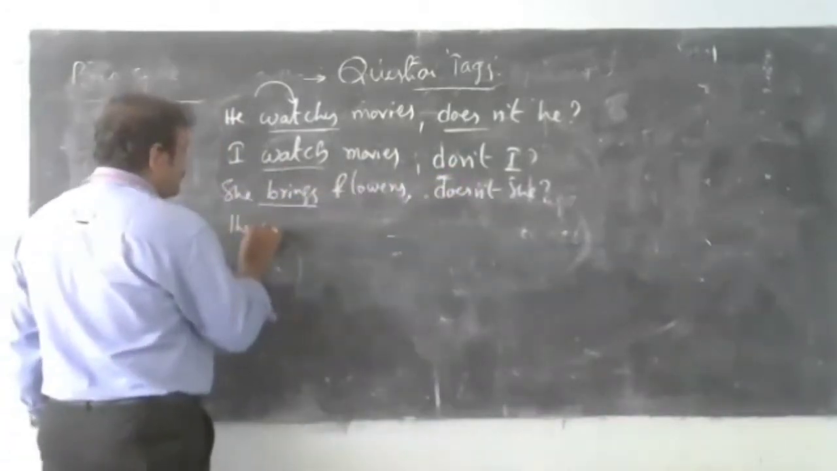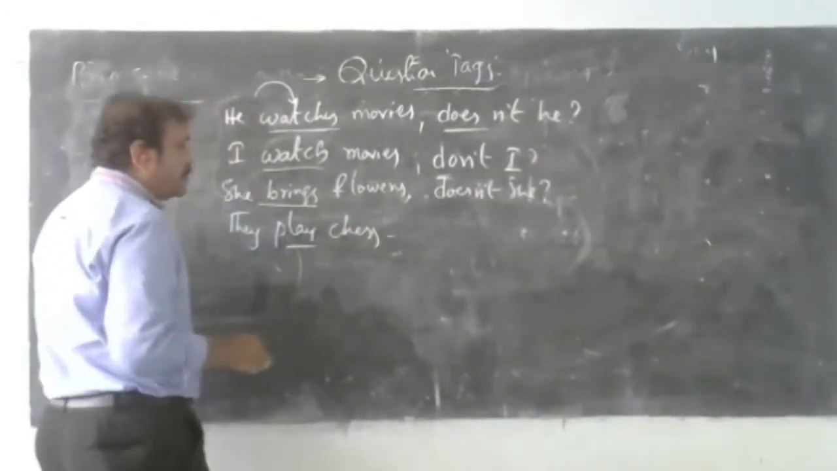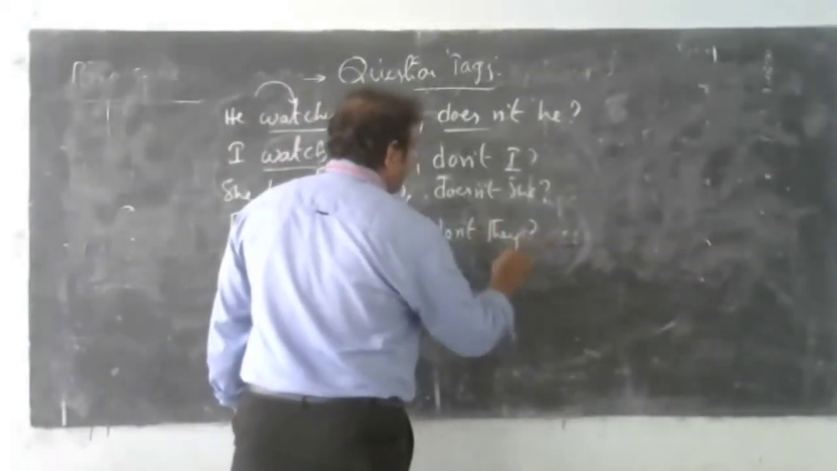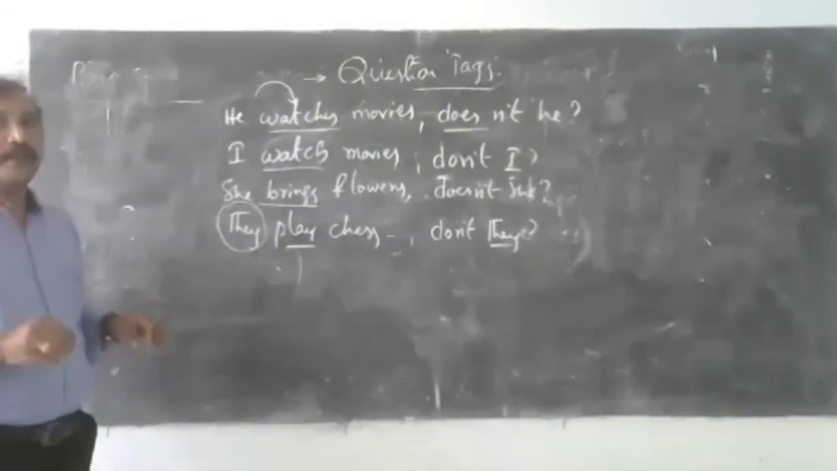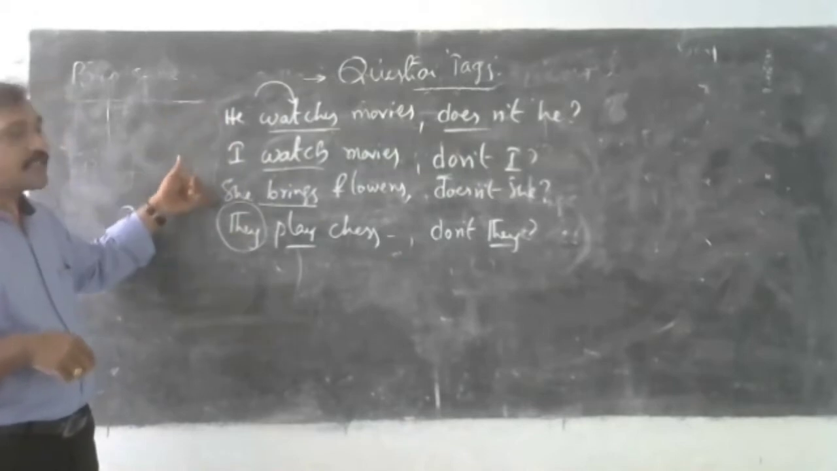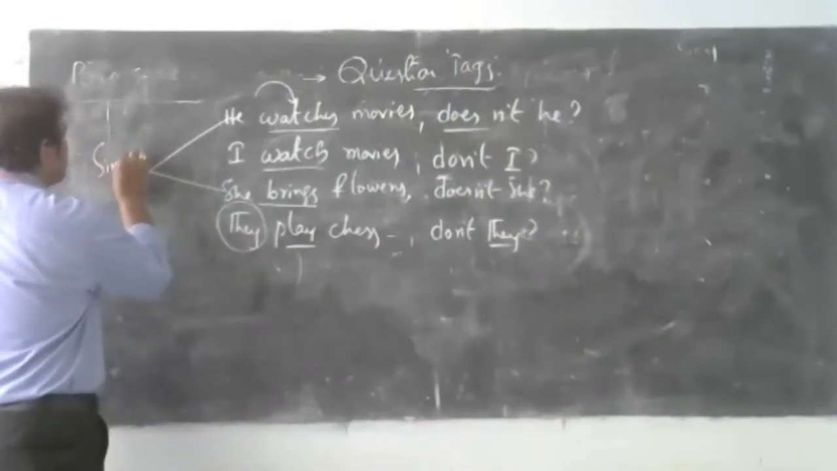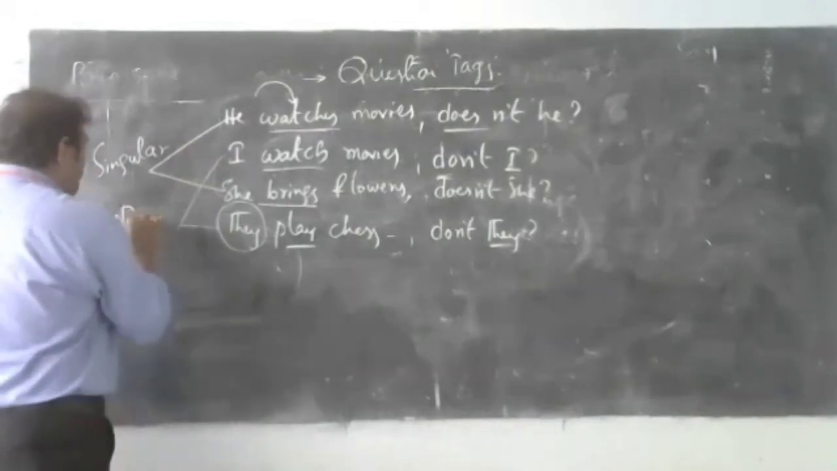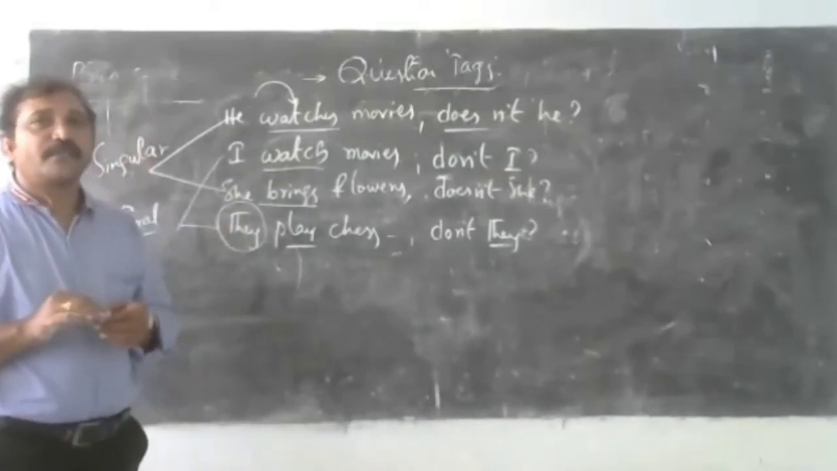And they play chess. So, play is the main verb. Don't they? The subject is too important while making a question tag. So it's a plural, it is singular, and it is singular. These two are singular subjects, whereas these two are known as plural subjects. Of course, whenever we discuss the tenses, there we get more idea.